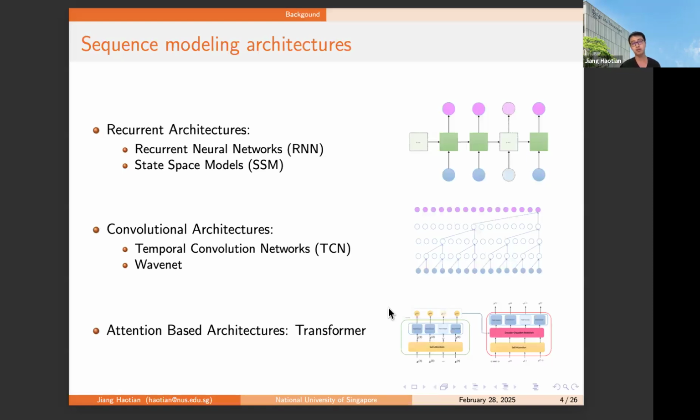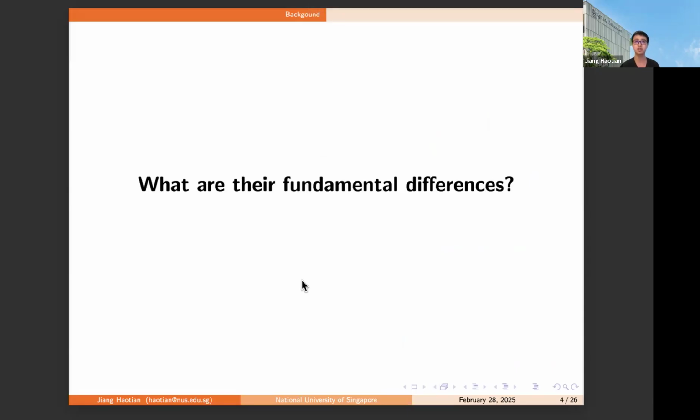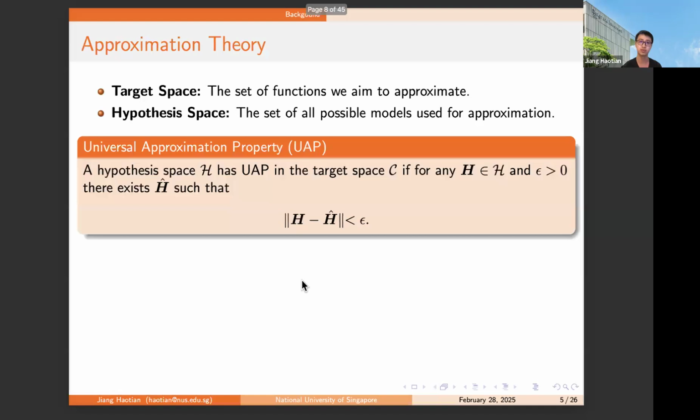Empirically, depending on the task, there is no single architecture that is always good. On some applications we may use recurrent ones, on some we may use convolutional ones, and on other applications we may use the transformer. So we want to ask a question: what are their fundamental differences? Given an architecture, can we decide the type of targets that it is good at? We are going to try to answer these questions through approximation theory.